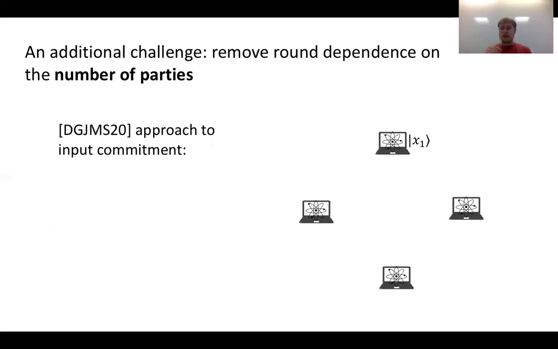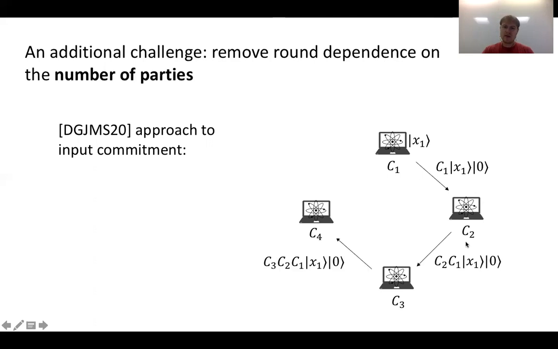So let's look at how prior work, DGJMS, approaches this input commitment phase. Here you have your quantum parties, and say you want your first party to commit to their input x1. Each of the parties chooses their own uniform randomness in the form of a Clifford. Party 1 is going to send a Clifford encoding of their input to party 2, and then party 2 is going to re-randomize this with their own Clifford, and this is going to continue all the way around the circle of parties.